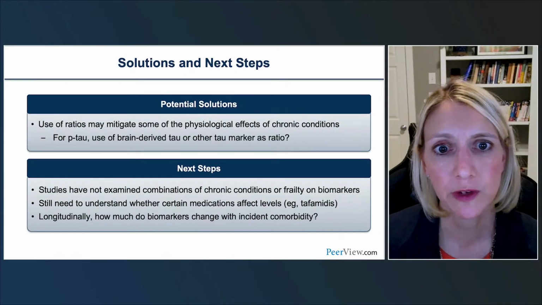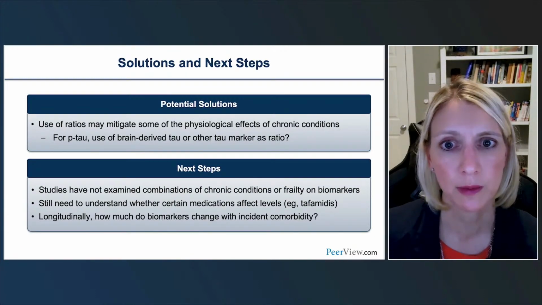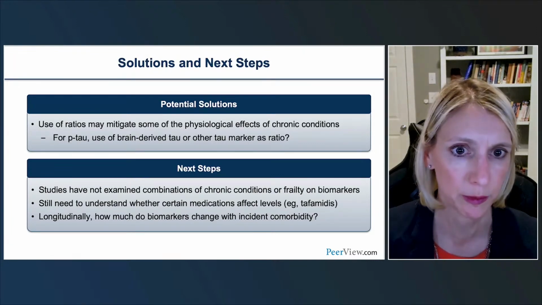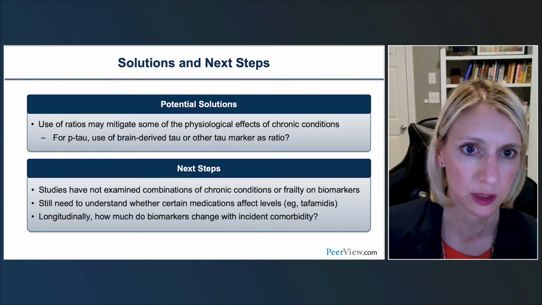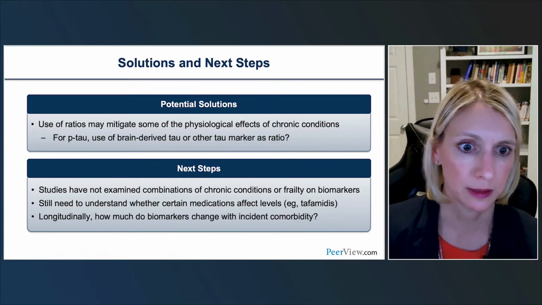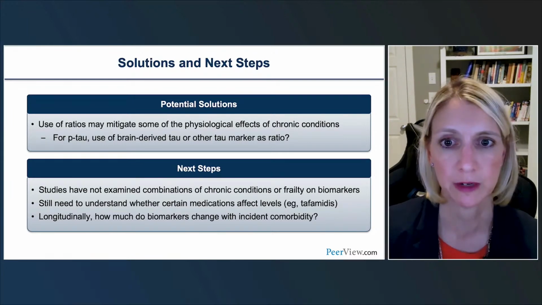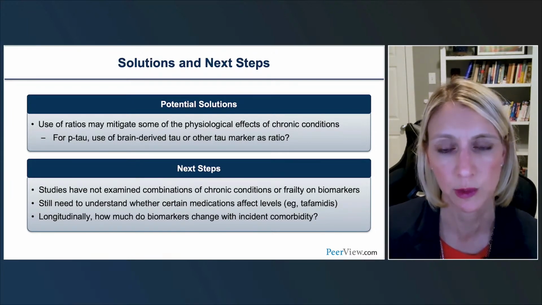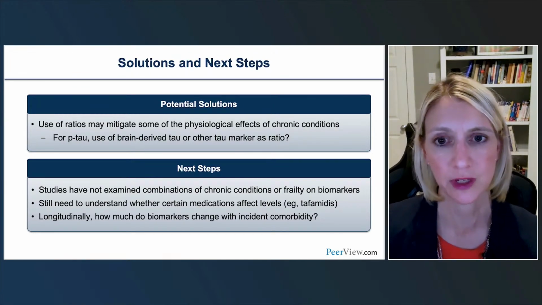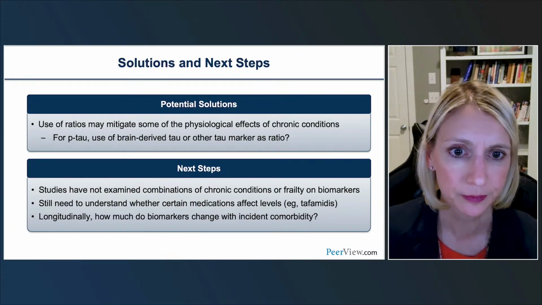So in terms of going forward and trying to think about how we can better interpret the effects of these comorbidities to have a more accurate diagnosis with the blood markers, it does appear, based on the limited change for the amyloid beta 42 to 40 ratio, that if we can identify ratios for p-tau as well as some of the other markers, that might help to correct for some of these physiological effects.